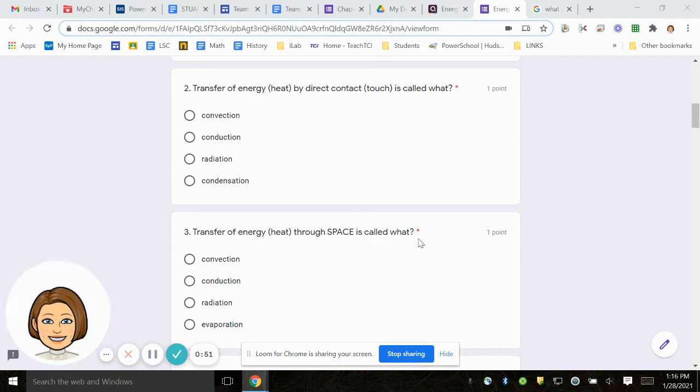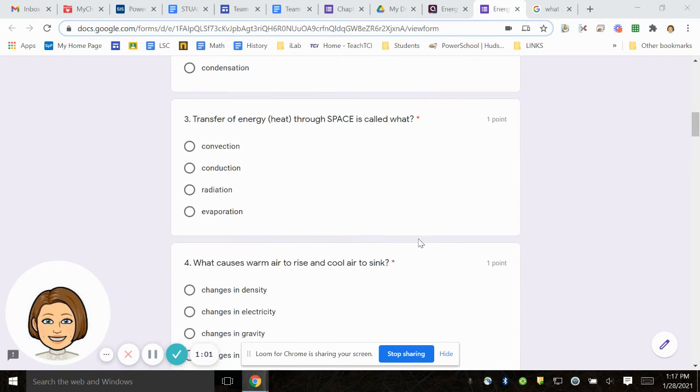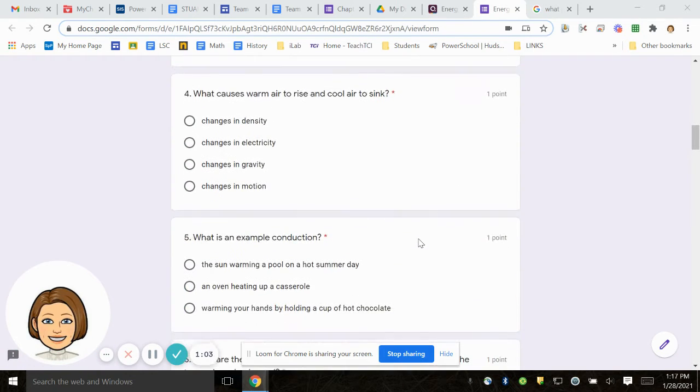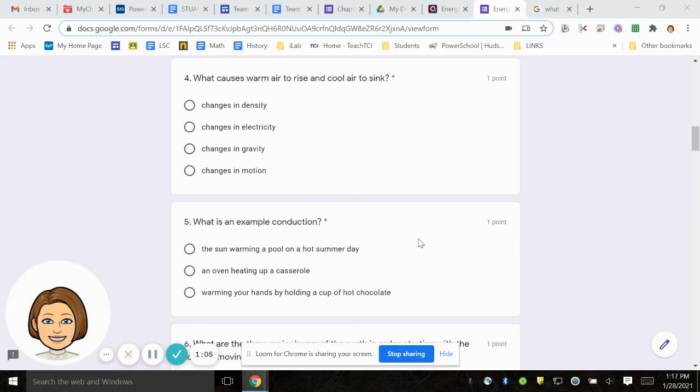Number 3. Transfer of energy or heat through space is called what? Convection, conduction, radiation, evaporation. Number 4. What causes warm air to rise and cool air to sink? Changes in density, changes in electricity, changes in gravity, changes in motion.